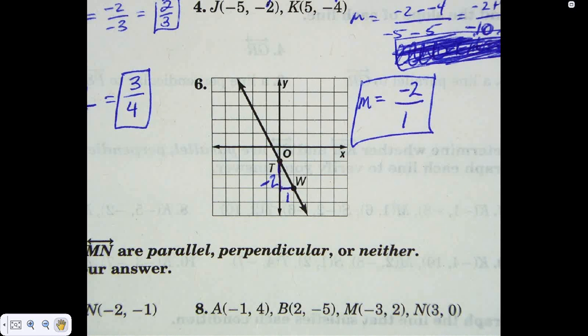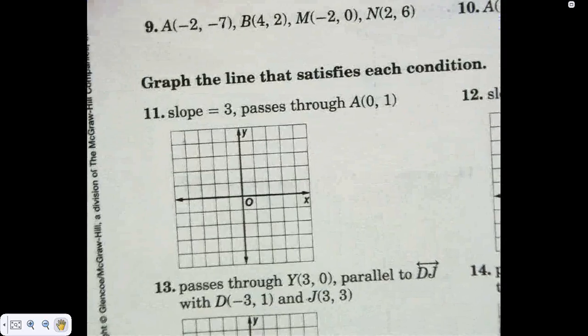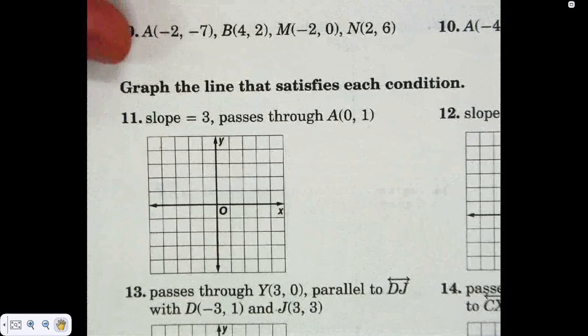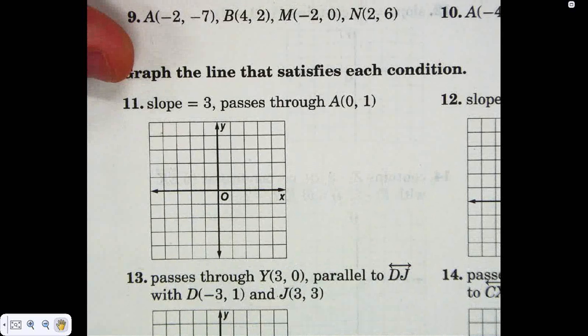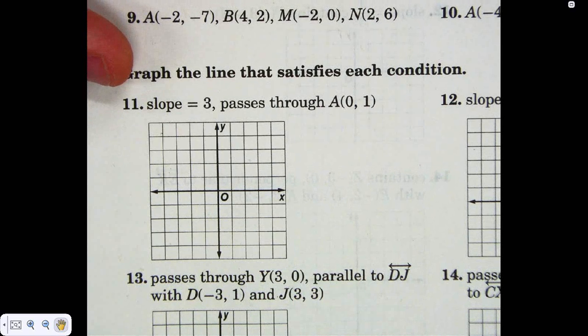Keep it simple. Now, start here. Let's go down to number 11. Slope is 3, passes through 0, 1.